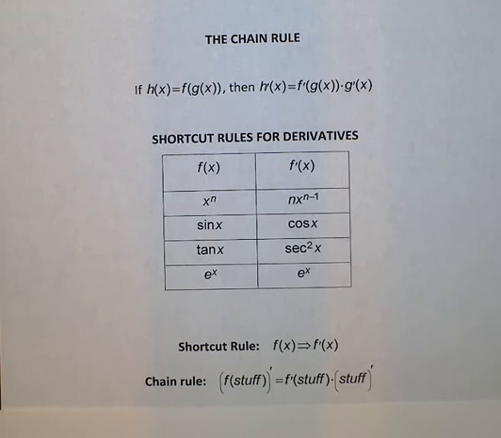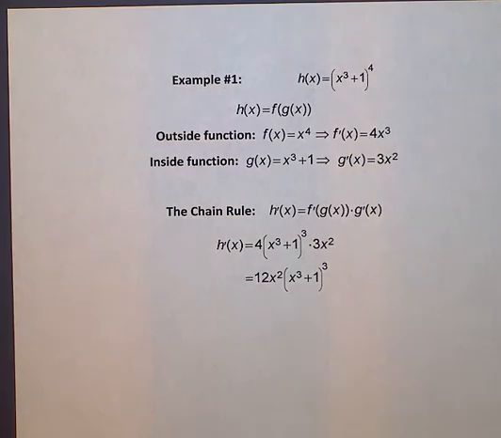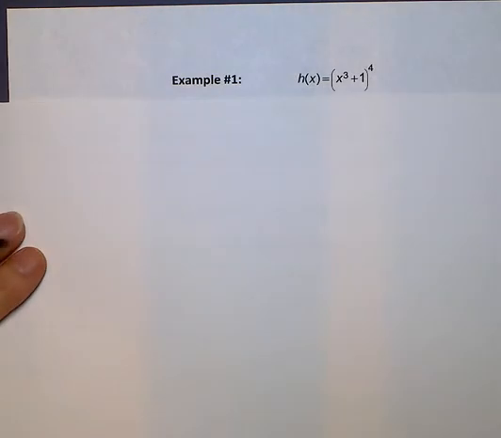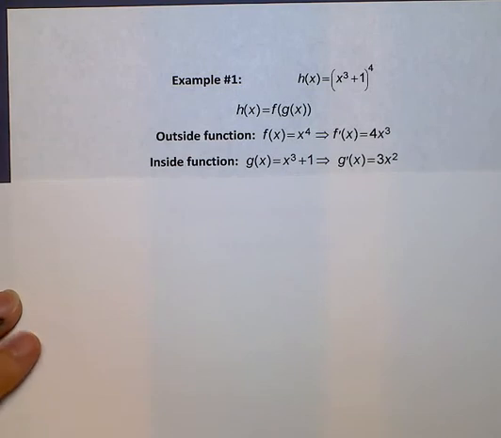So here's an example. We're going to look at this first one both formally and then informally. So let's look at h of x equals x cubed plus 1 to the 4th power. This is a composition of functions, f of g of x. The outside function is f of x equals x to the 4th, whose derivative is 4x cubed. And the inside function, what we are applying x to the 4th to, is the function g of x equals x cubed plus 1, and its derivative, of course, is 3x squared.